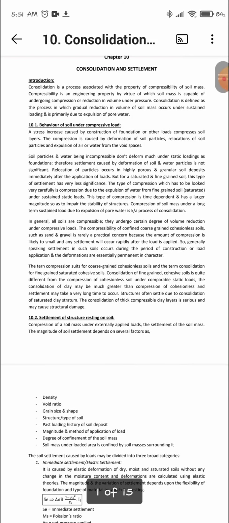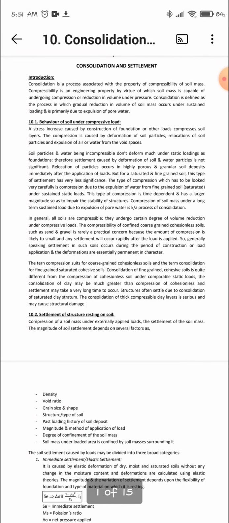In general, all soils are compressible. They undergo a certain degree of volume reduction under compressive loads. The compressibility of confined coarse-grained cohesionless soils such as sand and gravel is rarely a practical concern because the amount of compression is likely too small and any settlement will occur rapidly after the load is applied. So generally speaking, settlement in such soils occurs during the period of construction or load application, and the deformations are essentially permanent in character.